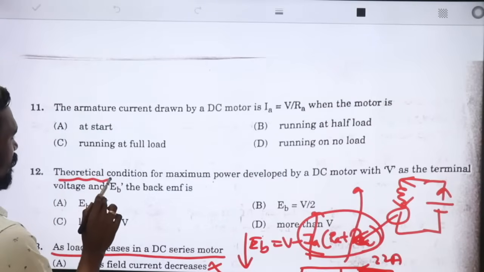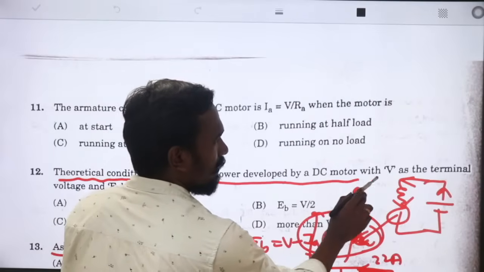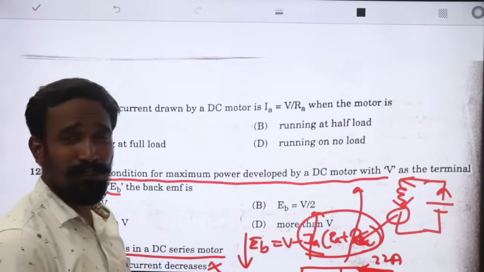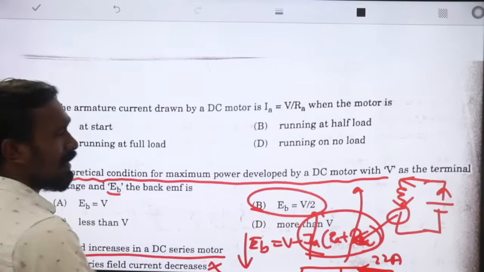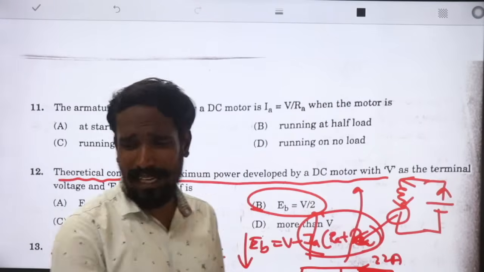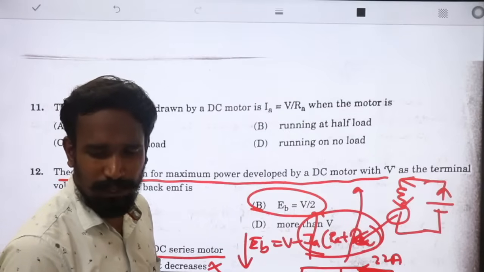Theoretical condition for maximum power developed by a DC motor. V is the terminal voltage and EB is the back EMF. What is the condition? EB is equal to V by 2, or 50% of the voltage.